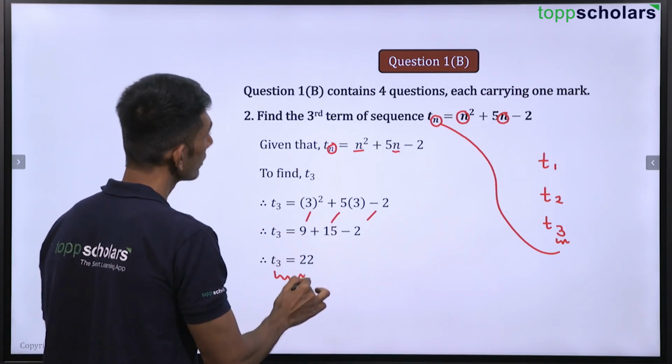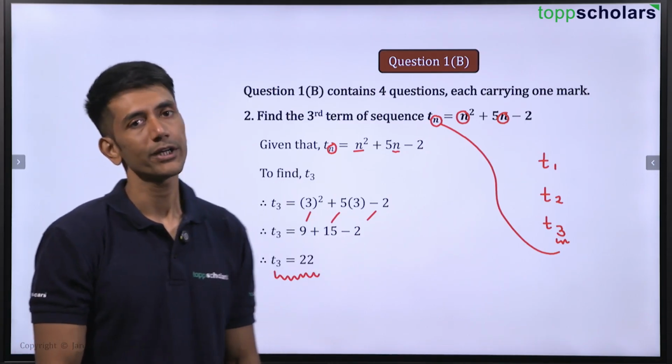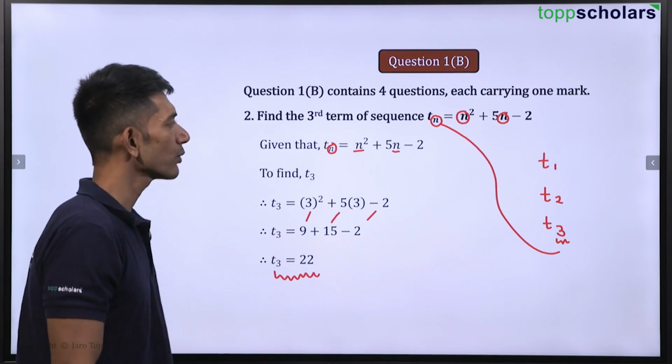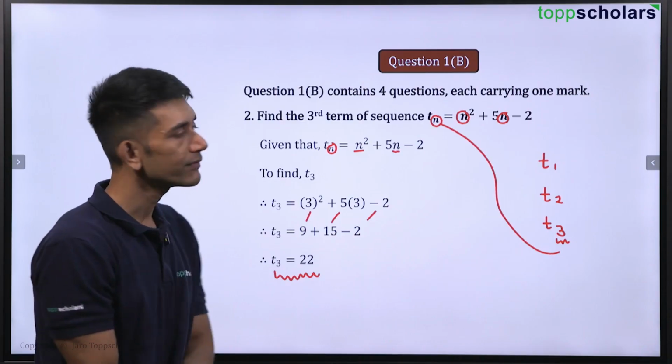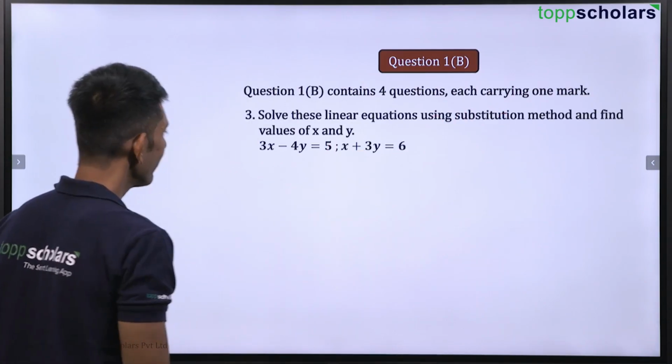So the third term in this particular sequence is 22, correct? T3 is 22. I hope this question is clear. If they tell you to find out the 5th term, put n as 5. If they tell you to find out the 10th term, put n as 10. Now let's have a look at a new question.